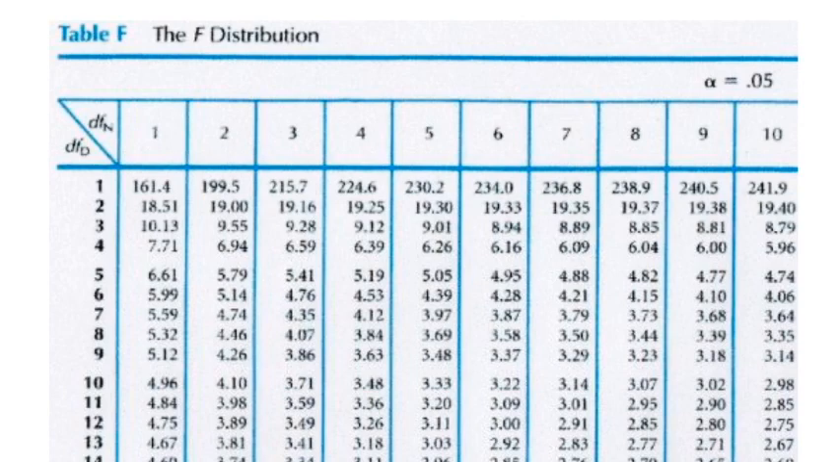So what do we need to do? We need to take those degrees of freedom that we just calculated. So we need the degrees of freedom in the numerator. That's our degrees of freedom between. That's the number of groups we have.